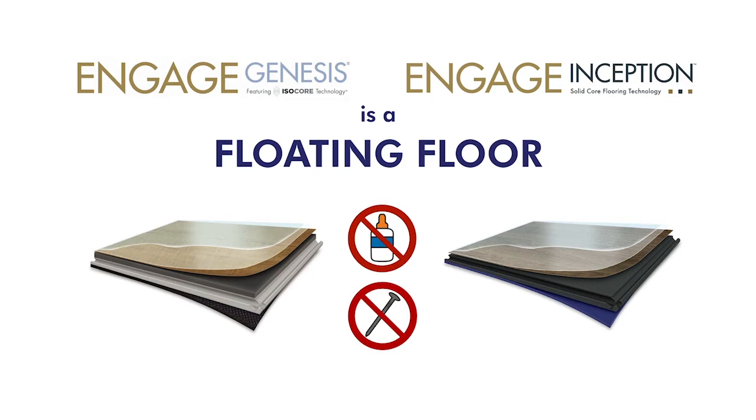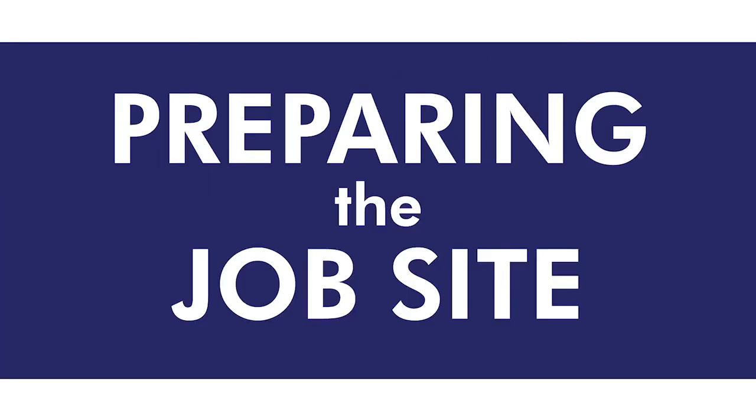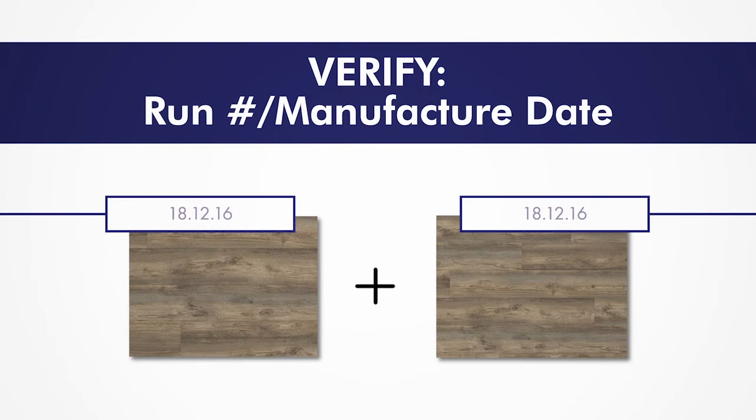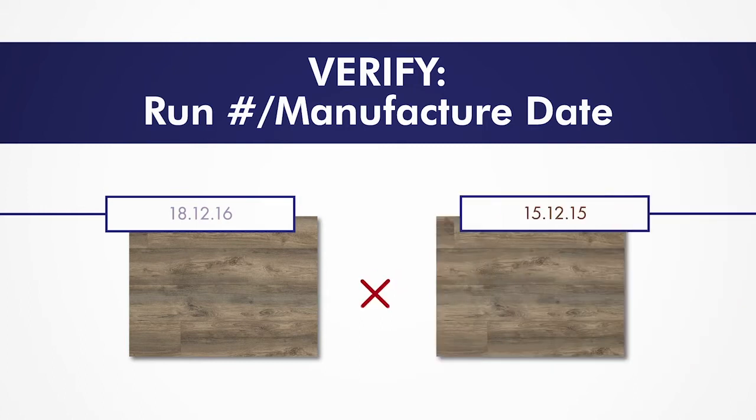The first step to outstanding installation is careful preparation. Follow these pre-installation steps for best results. First, verify that all material to be installed is from the same run. Minor shade variations within the same run number are normal. However, installing material from different run numbers across large expanses is not desirable.